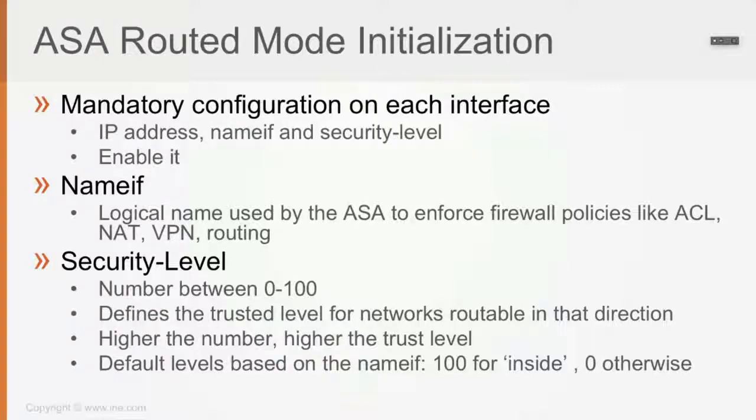And you're going to have some default levels as soon as you configure the nameif of the interface. If the nameif of the interface is inside, it's going to have a default level of 100 assigned by the ASA, while if the nameif is anything else, it's going to have a level of 0 by default. So of course, you're going to put the nameif of inside if it's facing your trusted, let's say, side of the network. Although as I was saying, nowadays there is no more trusted side of the network.